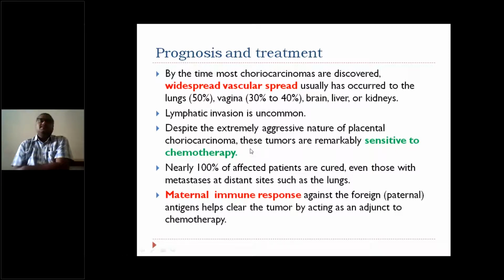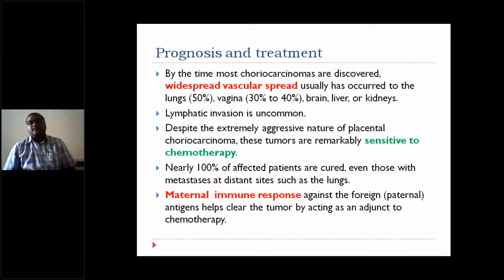So come to the prognosis and treatment. By the time most choriocarcinomas are discovered, widespread vascular spread usually has occurred to the lungs, vagina, brain, liver, or kidney, and lymphatic invasion is uncommon in choriocarcinoma. So it is spread by hematogenous route. Despite the extremely aggressive nature of placental choriocarcinoma, these tumors are remarkably sensitive to chemotherapy. Nearly 100% of affected patients are cured, even those with metastasis at a distance such as the lungs.